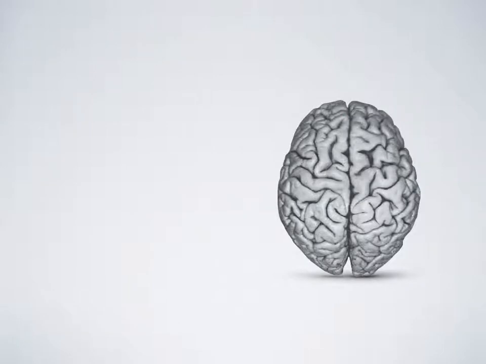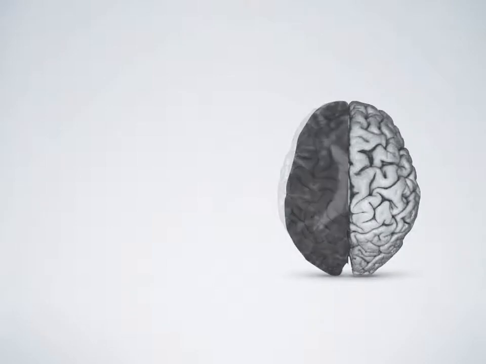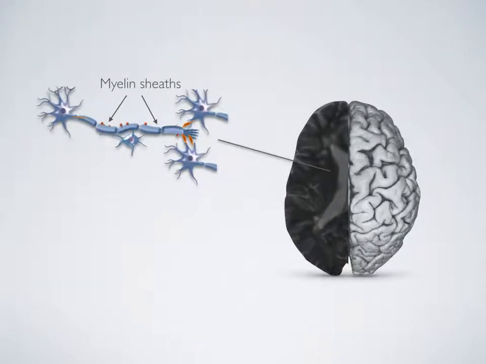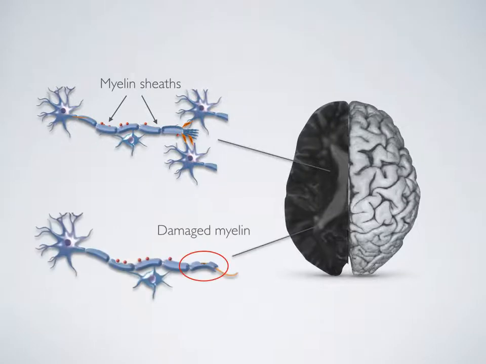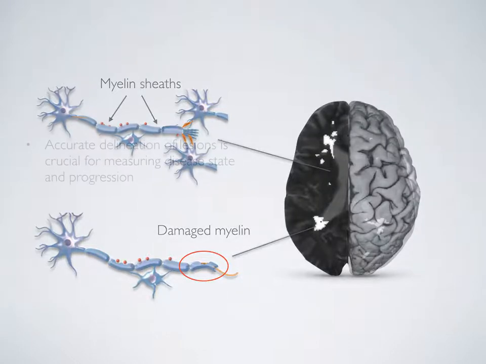MS is an inflammatory and demyelinating disease of the central nervous system. Due to the breakdown of the blood-brain barrier, the body's own immune system attacks the myelin sheaths that act as an insulator. This causes damage of the myelin sheaths, which greatly reduces the conduction speed of the axons and the formation of demyelinating lesions, which are visible on conventional MRI scans.